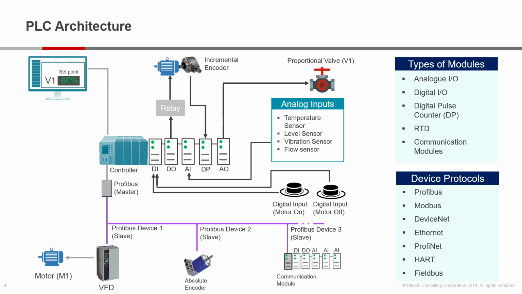Now these are hardwired signals, which are generally in the form of 4 to 20 milliamps, or the output can be in terms of volts also. Here I have explained the types of modules, which are analog input output, digital input output, and digital pulse counters, which is DP, sent by encoders for measuring the speed of motors, and RTD is to measure the temperature. Then there are different types of communication modules to act as an interface for different protocols. Now again there are device protocols. These are very standard protocols which are supported by a wide variety of devices.